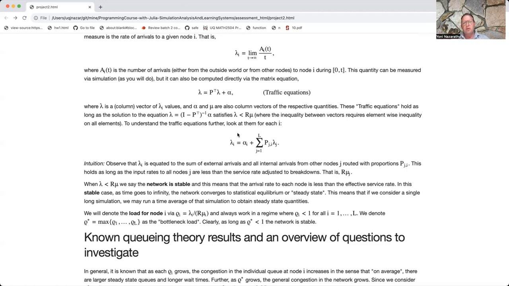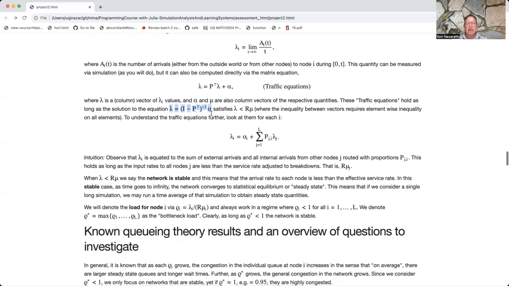Okay. So if that is the case, then you can take this equation, stick an identity matrix in, move things to the other side, and multiply by the inverse of this matrix. It has an inverse because it has a spectral radius less than 1, but that's a detail that's not so important. You can actually solve for lambda. So using this matrix expression, you have the effective arrival rates to nodes.